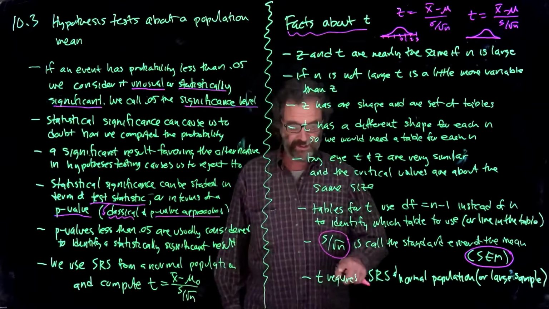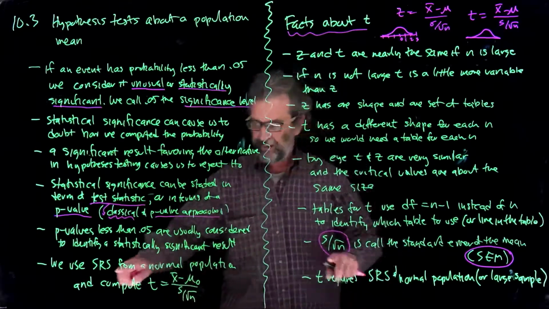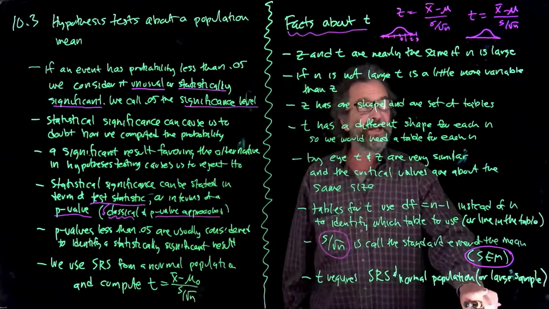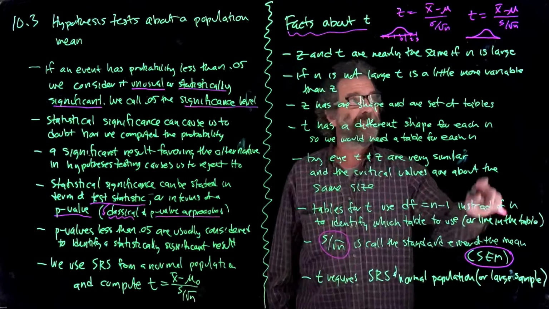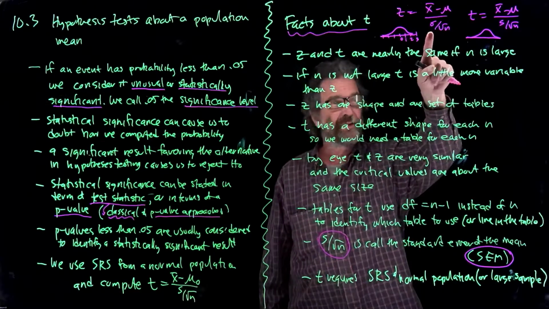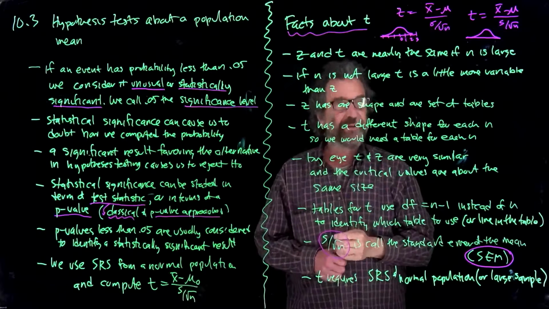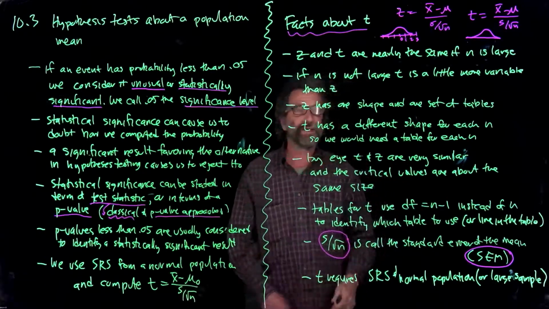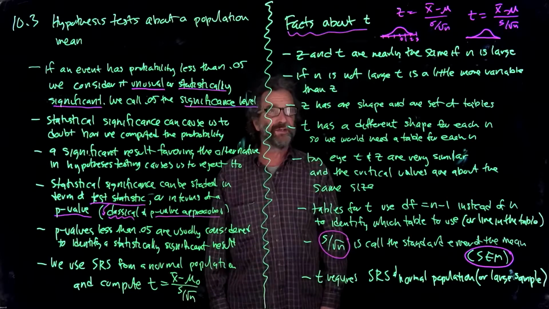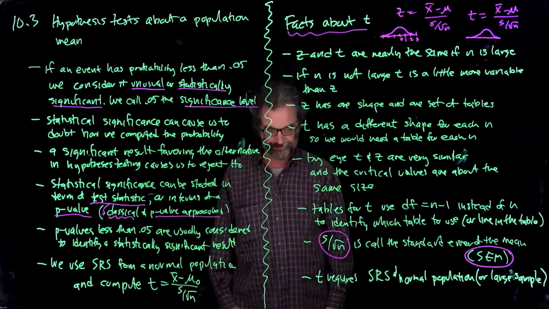And finally, t requires simple random sampling, we said that, and a normal population, or a large enough sample. For a large enough sample, of course, t is going to look like z. So with a large sample, you could give up on t altogether and use z in its place, and you'd be fine. Although there's no harm in using t, it's slightly more accurate, you get the same answer.